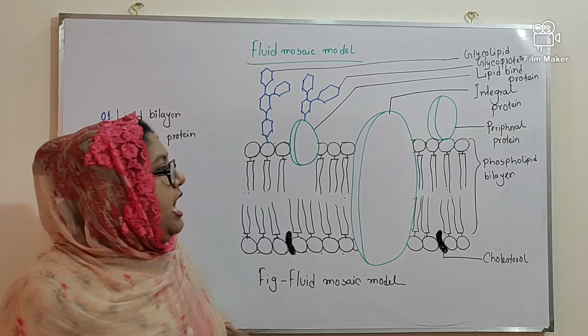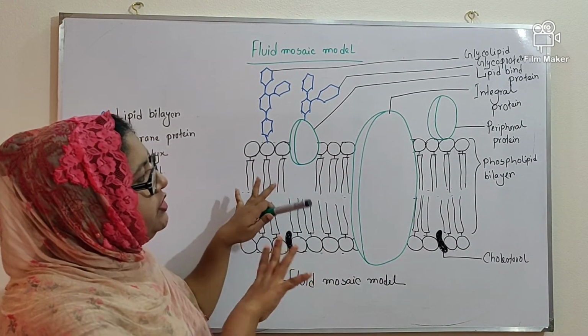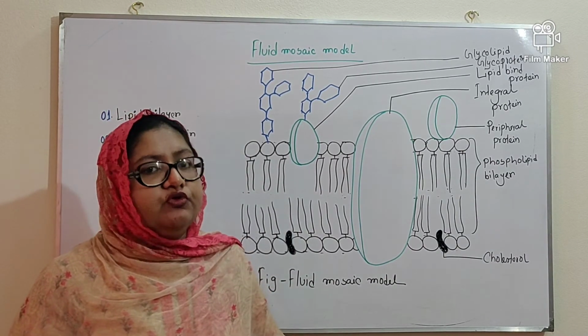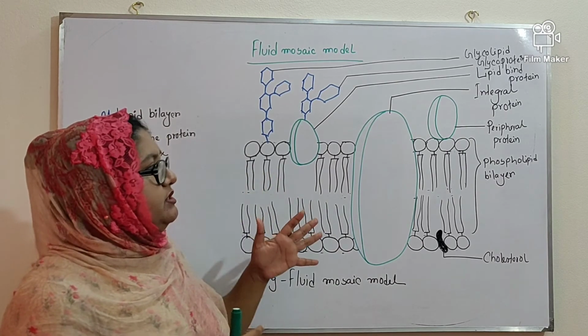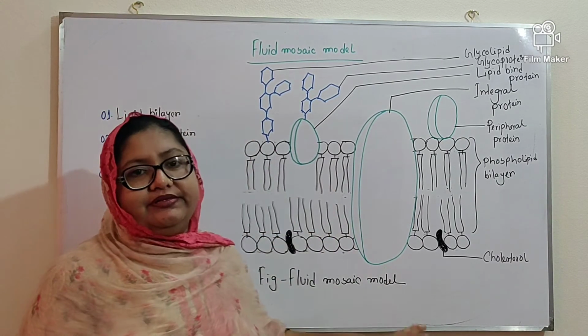Okay, fluid mosaic. And now, why is it called a mosaic model? The pattern, or the arrangement of the components in this model, appears like a mosaic. So from this information, we can say that this is a fluid mosaic model.